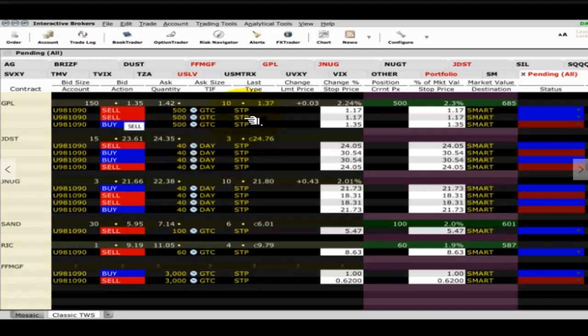All right, on this side here, you see STP. That's your stop. So you can see in this example, this is selling. Then here's the quantity, 500 shares, good till cancel order on a stop. So that's what you want your sell to look like. Sell, your quantity in this column, the time in force, whether day order or good till cancel, and then the type of order, like stop, limit, or market. So STP is your stop. That's how you want to do it.